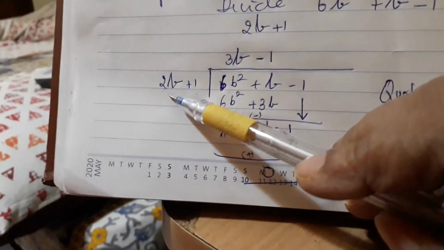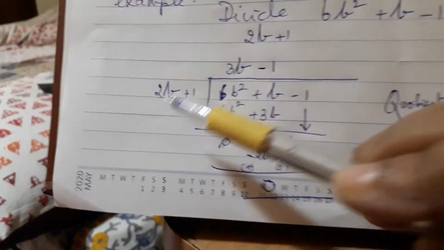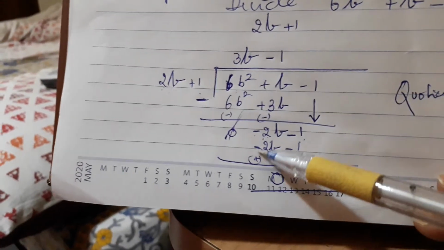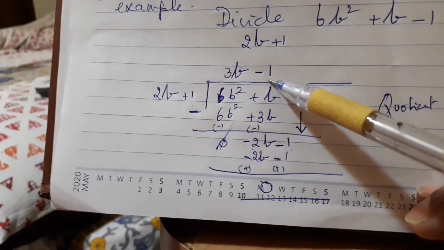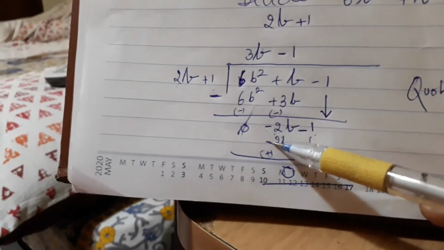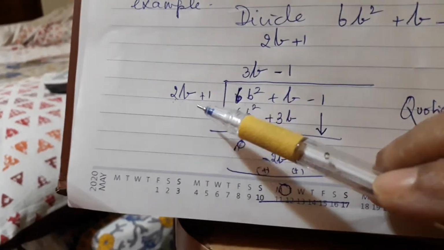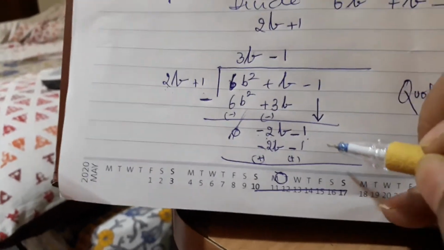Now 2b by what do I multiply to get minus 2b? It's simple. If I multiply 2b by minus 1, I get minus 2b. So now I put minus 1 here in the quotient column. And let us see. Minus 1 into 2b is minus 2b. Minus 1 into plus 1 is minus 1. Now again you have to subtract.